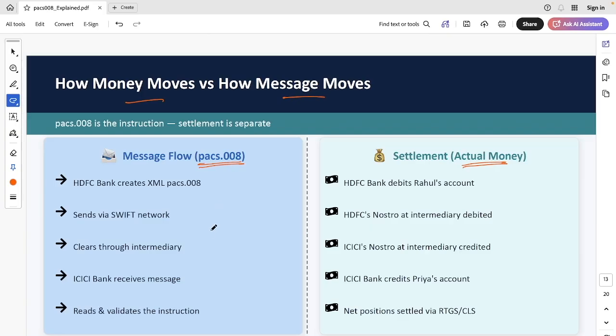because you need to verify both sides. You need to verify the message status and the accounting and settlement status. A payment may be technically accepted as a message, but still not finally credited to the beneficiary. So never assume that message sent means money received.